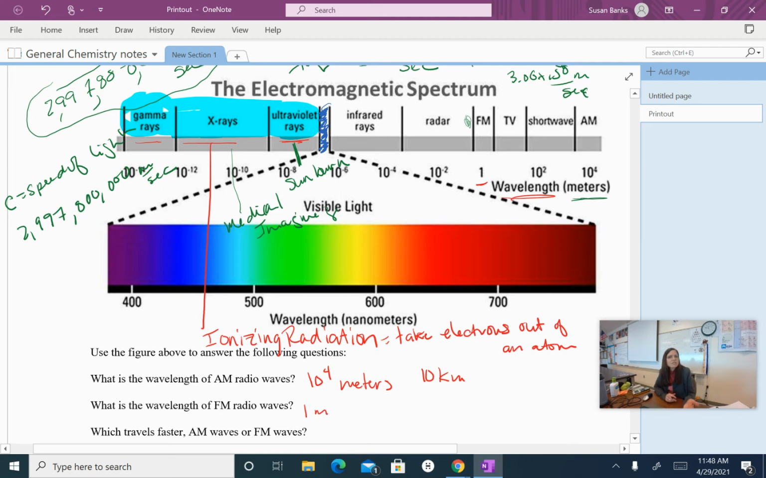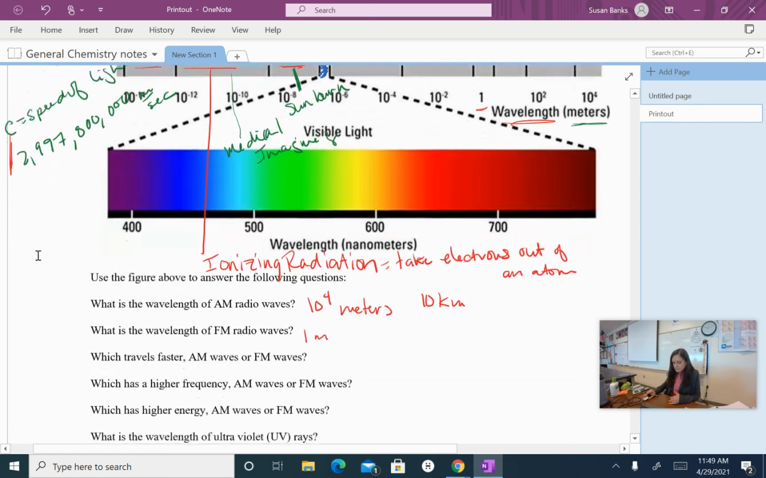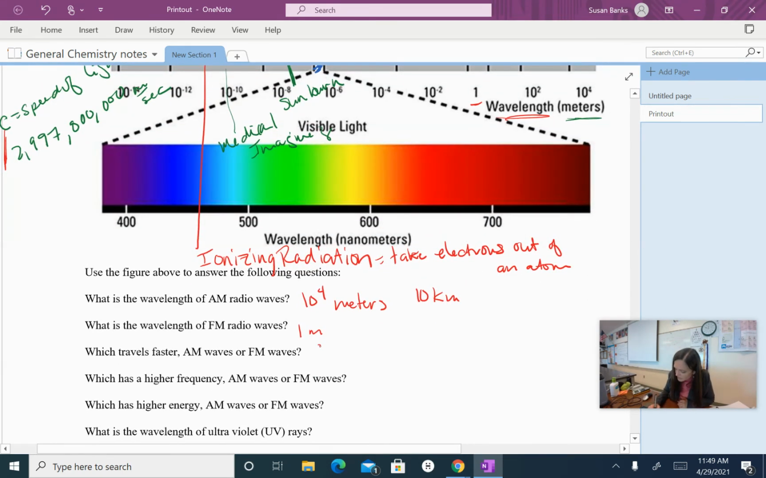Okay, which travels faster, AM or FM? We said this all travels at the speed of light. The speed of light is constant, so they're both traveling at the same speed. They're both traveling at the speed of light. So they are traveling at the same speed, the speed of light.